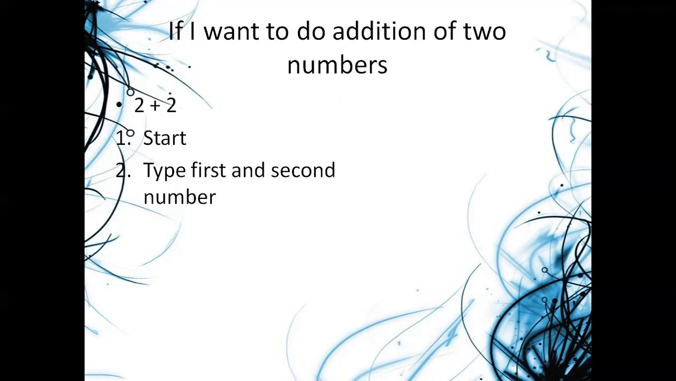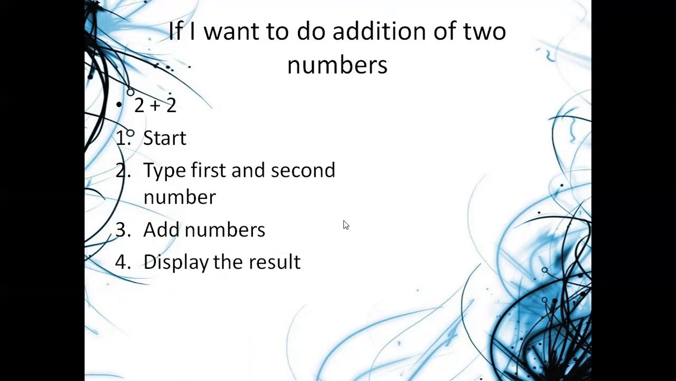In the previous algorithm we learned one by one, add number one, add number two, but here I have taken them all together, add first number and then second number. Then what we will do, addition of those numbers. So this is a process. Then display the result, so this is an output.